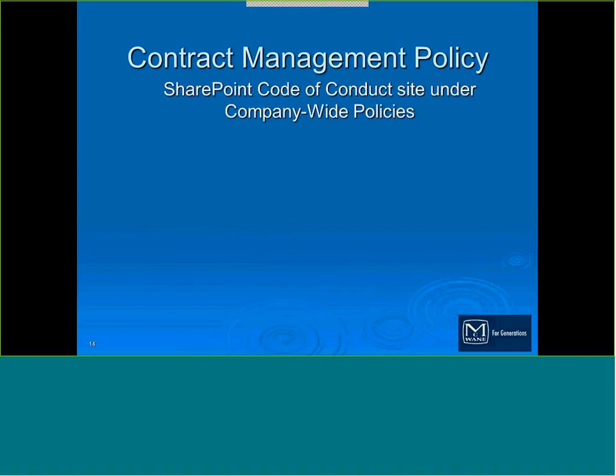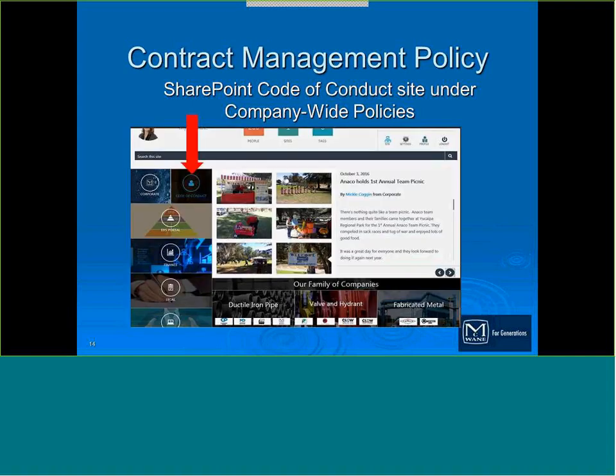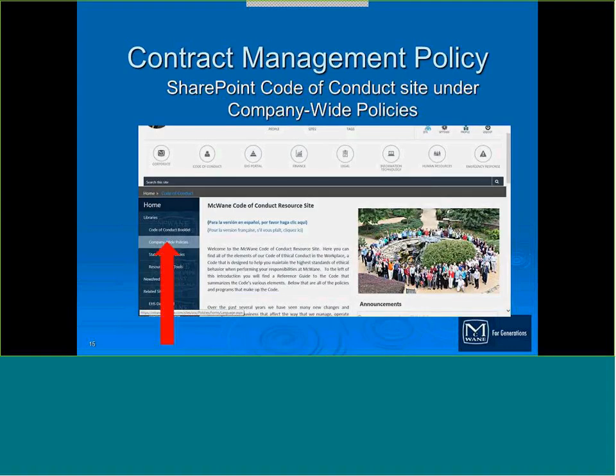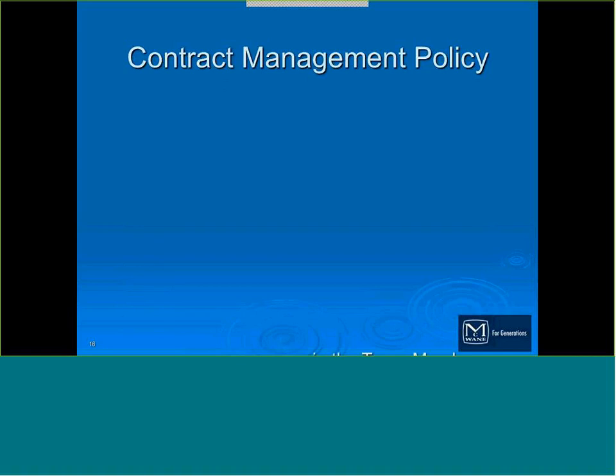So where do you find this? Two places. The SharePoint Code of Conduct site under company-wide policies, right there. This is a screenshot of that, in case you didn't figure that out. Once you go to the SharePoint site, you go to company-wide policies, click that button, and that will bring up all the policies, and then you can find the contract management policy in both English and Spanish at the moment. We will be adding French later and other languages as we continue to roll this out.